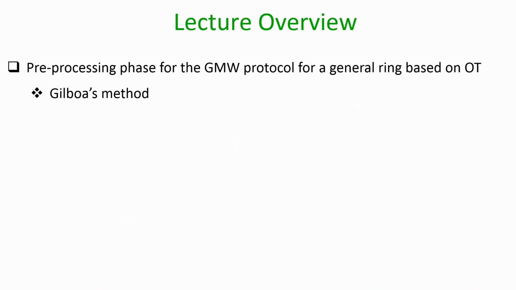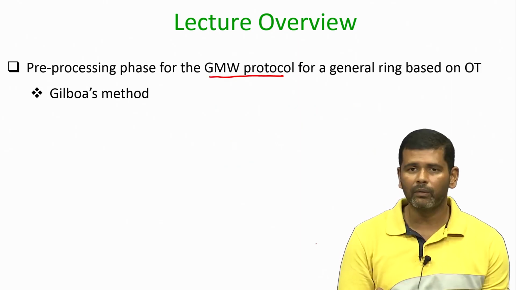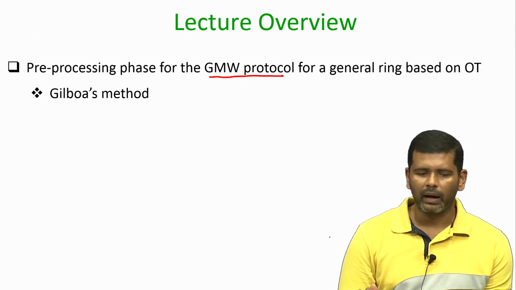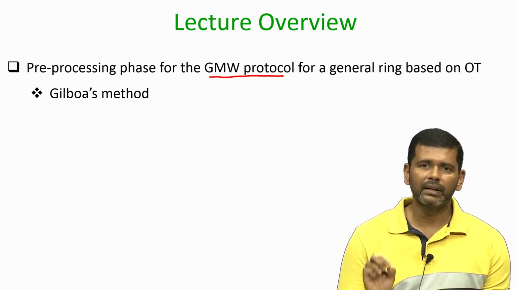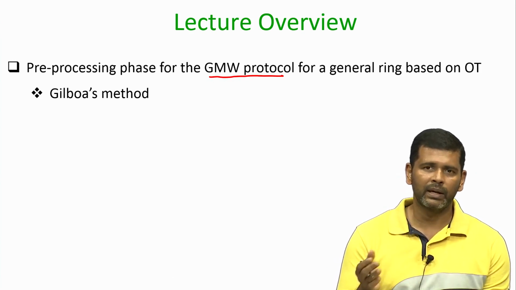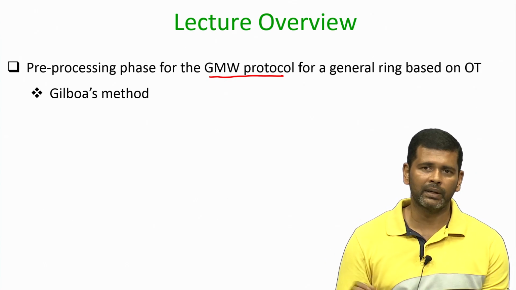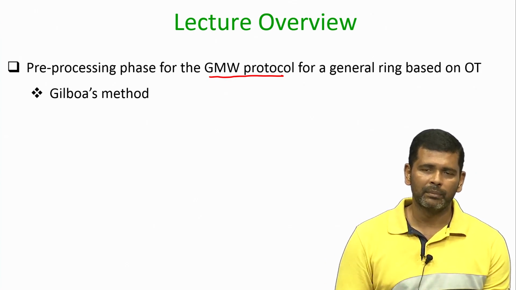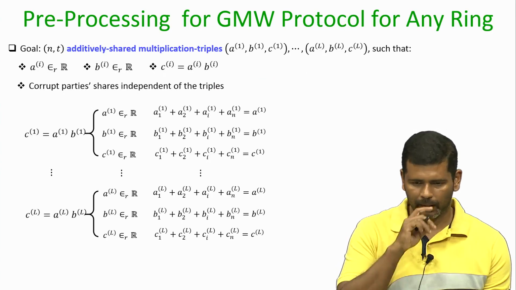So, in this lecture we will continue discussing the GMW pre-processing phase protocol, but now we will consider it for the general ring instead of the Boolean ring, and for simplicity we will stick to the two party case, but again as we have generalized the two party solution to the n party solution for the Boolean ring case, this method also can be generalized to the n party case.